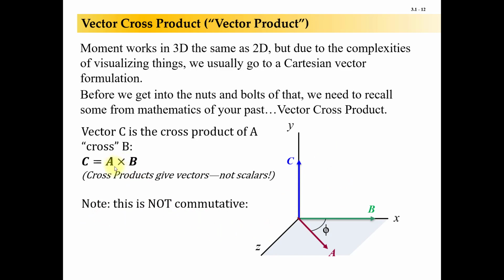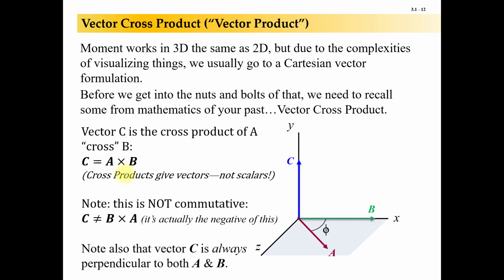And A cross B is not the same as B cross A. As a matter of fact, it's the negative of it. So we're going to have to put everything in the right order when we do our vector math. And note that C is always perpendicular to vectors A and B. So if you're doing A cross B, then you know that their cross product is going to be perpendicular to the plane caused by those two vectors. In this case, the XZ plane is where those two vectors lie. That's why C is pointing in the Y.